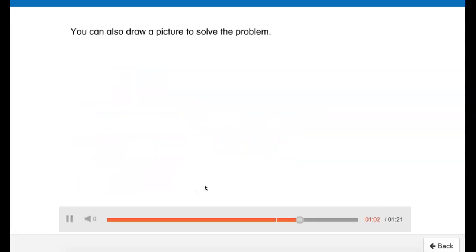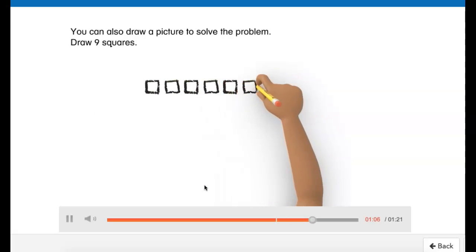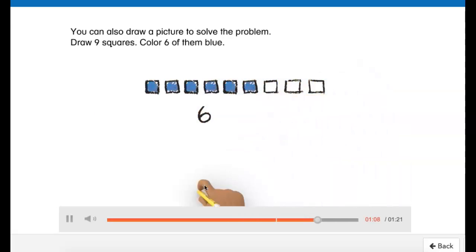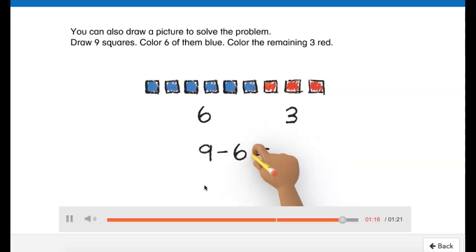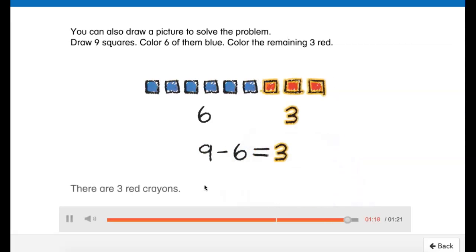You can also draw a picture to solve the problem. Draw 9 squares. Color 6 of them blue. Color the remaining 3 red. 9 minus 6 equals 3. There are 3 red crayons.